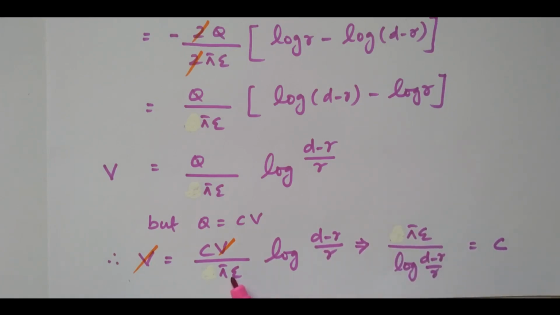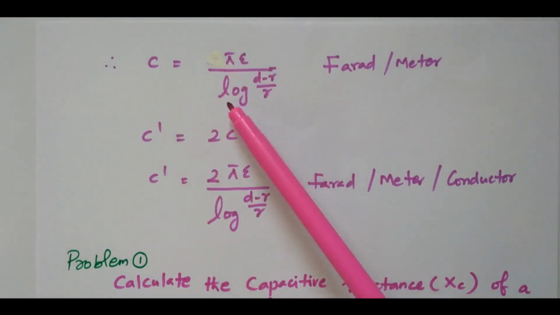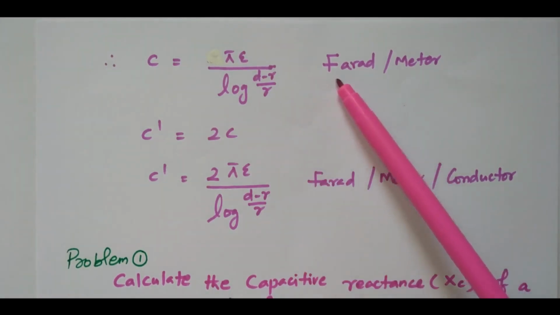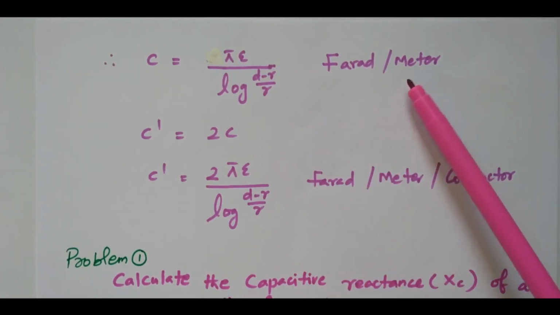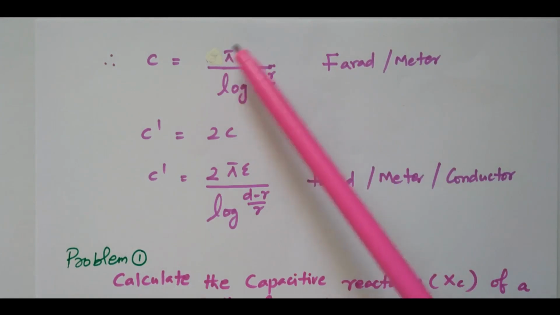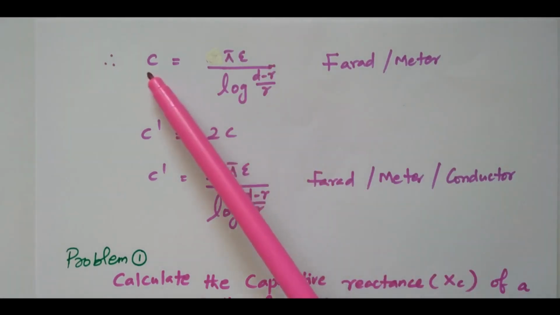So this term is brought into the numerator, this term is brought into the denominator, and that is equal to C. Right? So what we got? C equals pi epsilon divided by log d minus r by r, the final expression. What is the unit? Farad per meter, because we consider only 1 meter length of cable. So this is the total capacitance.